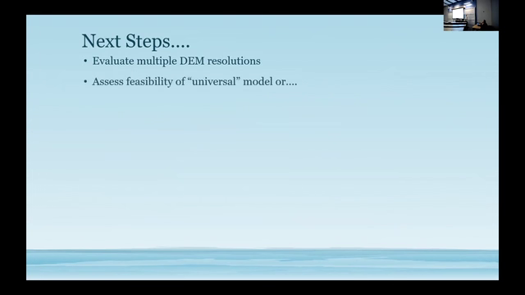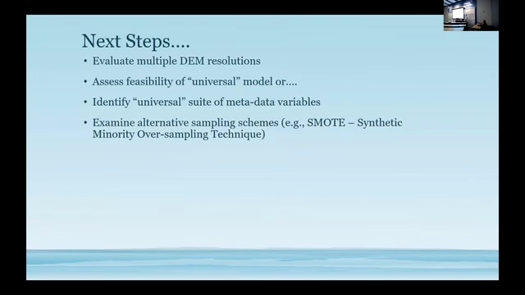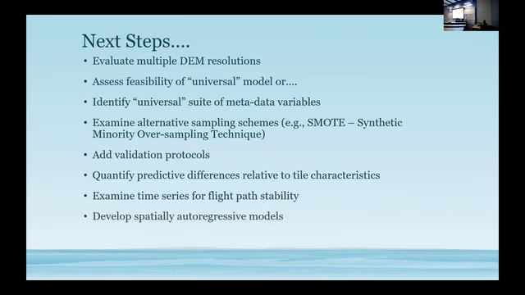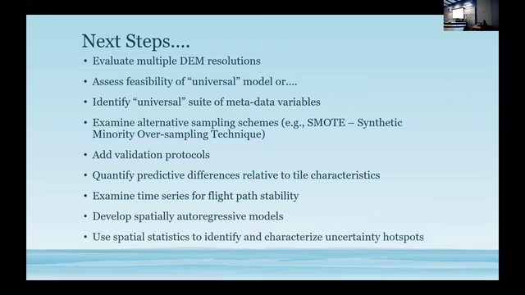Few other things. One is I'd like to get a universal model, not separate models for each tile, or a universal suite of variables. I'd like to do that. Or I'd like to do validation protocols, or that, or maybe I'll do that, or I've also got to do that. There's a few more that you can't quite see.